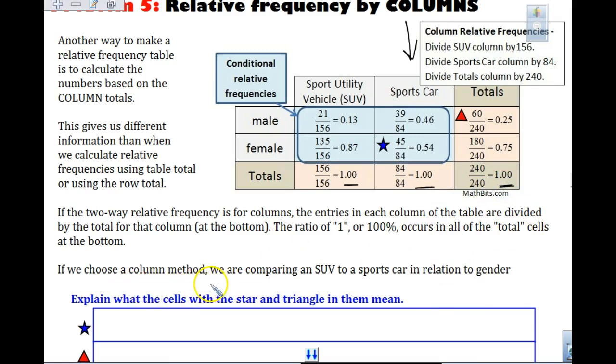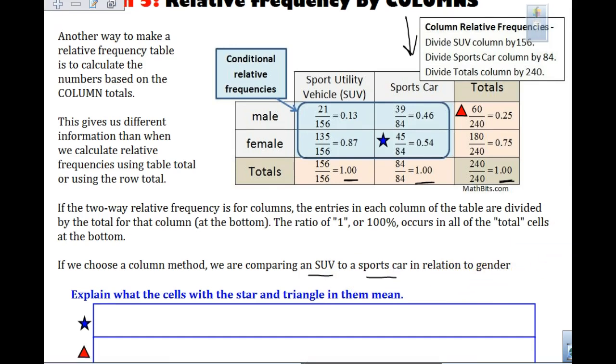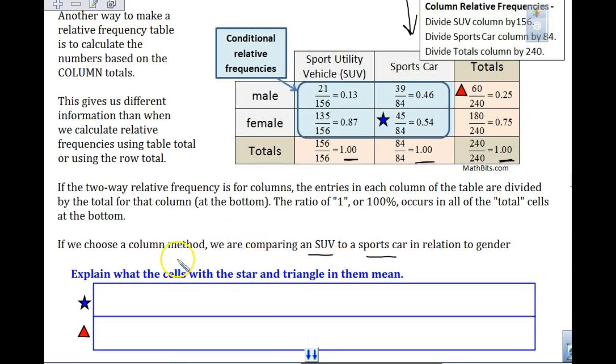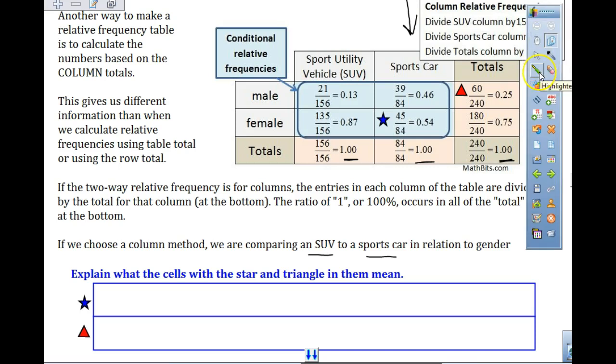So it says choose a method. If we choose a column method, we're comparing SUVs to a sports car in relation to the gender. So this is kind of telling you how to write your answer when we are looking at that. So if we are looking at the star, it is telling us, how can we word that? We're going to say 54% of what?